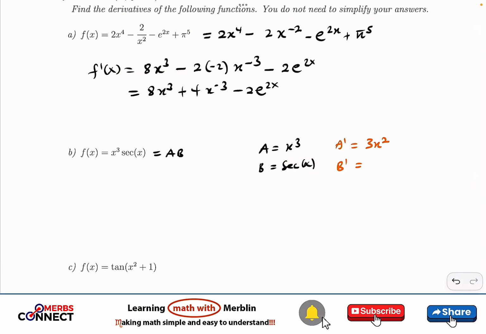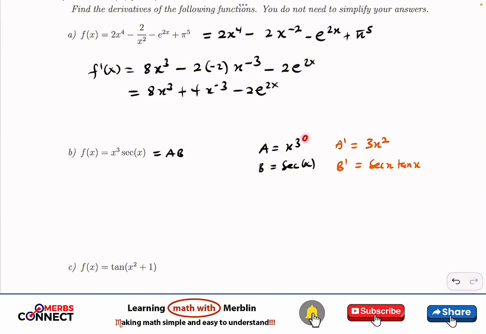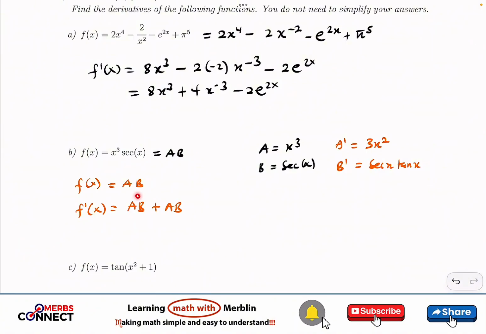When I differentiate secant, what am I going to get? I'm going to get secant x tangent x. So now let's apply the product rule here: a times b prime and b times a prime. The product rule says that if I have f of x equal to ab, then f prime equals a prime b plus a b prime. If I put the prime on a here, then I need to put the prime on b here. If I put the prime on b here, then I need to put the prime on a here.